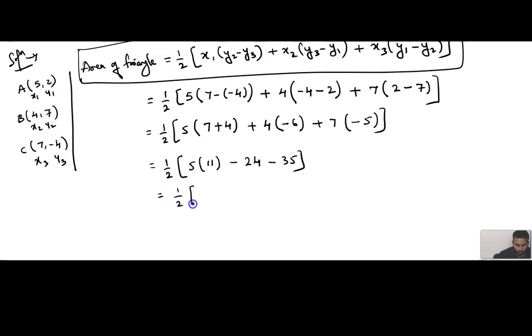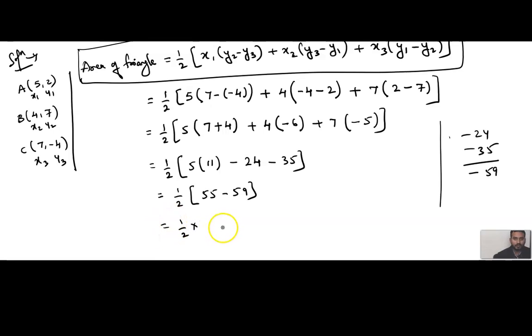That equals half into 5 11s are 55, minus 24, minus 35. If both are minus, we should add, but minus remains the same, that is 9, and this is 5, that is nothing but minus 59. That is half into, in 55 can we subtract 59? No. No means minus 59 minus 55, that is 4. 2 1s are 2, 2 2s are 4. Are you getting, children? Yes.